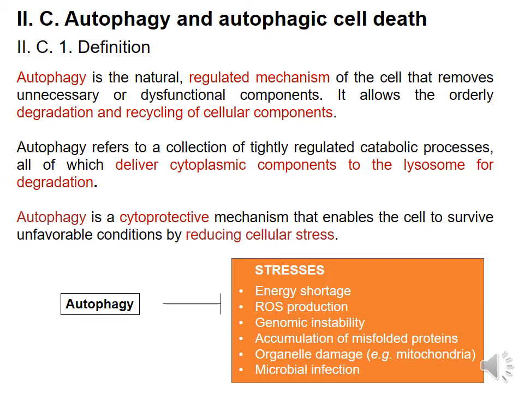Autophagy is indeed a cytoprotective mechanism that enables the cells to survive in unfavorable conditions by reducing cellular stress. And here you can see a diagram of what kind of processes autophagy can inhibit, such as energy storage and ROS production. It inhibits genomic instability. It deals with accumulation of misfolded proteins by degradation. It also removes organelle damage, etc.